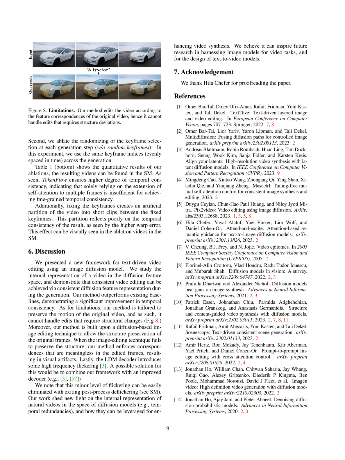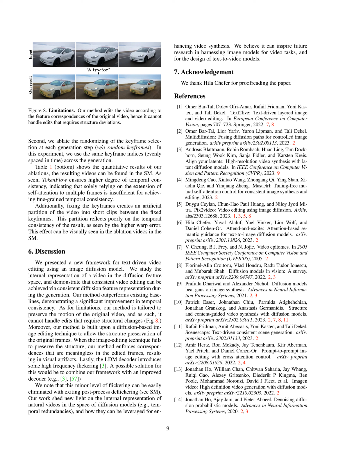We've developed a new framework for editing videos based on text using an image diffusion model. We've explored how a video is represented in the diffusion feature space and shown that consistent video editing can be achieved by maintaining a consistent diffusion feature representation during the generation process. Our method outperforms existing methods, showing a significant improvement in temporal consistency.